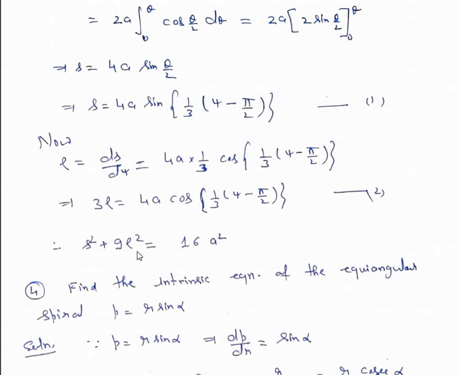So S square plus 9 rho square is equal to 16a square, and then you know that sin square theta plus cos square theta is 1. So therefore S square plus 9 rho square is equal to 16a square.